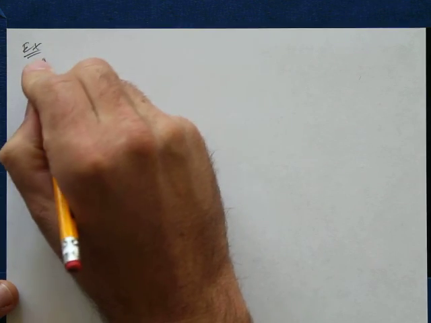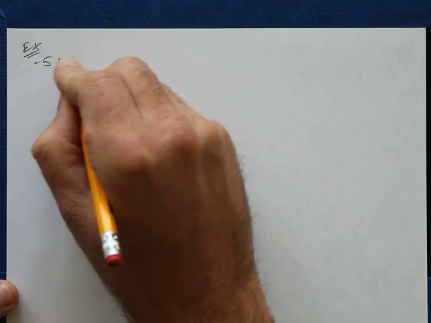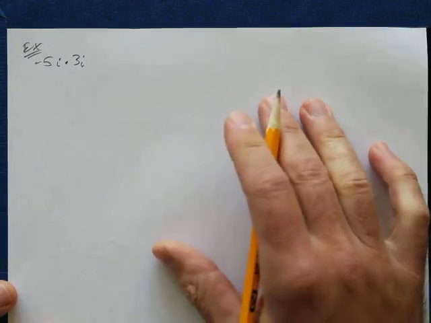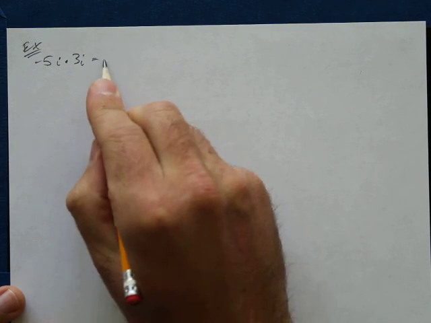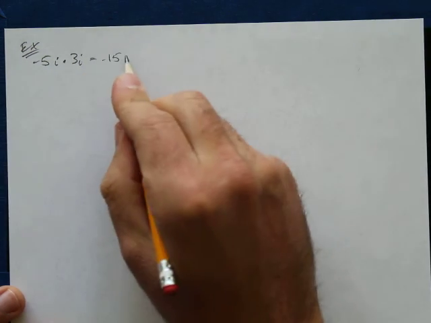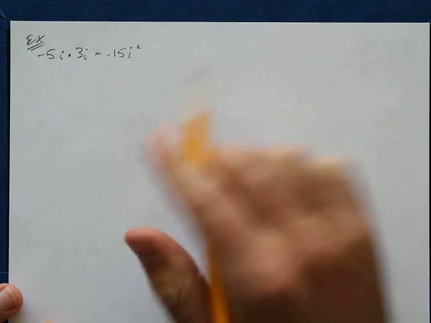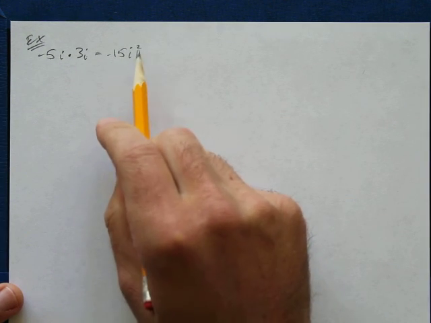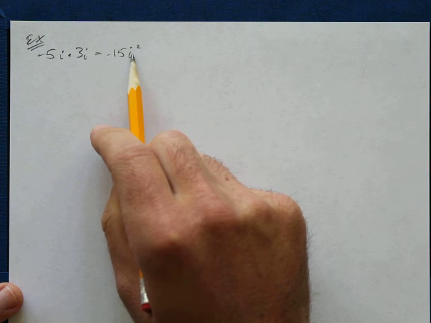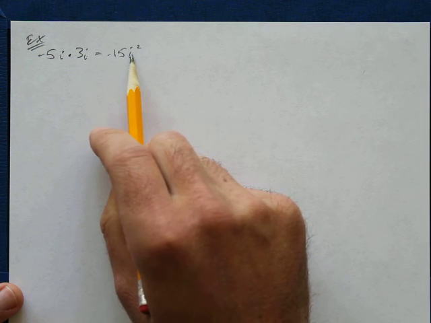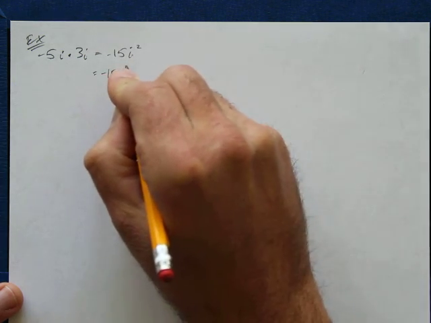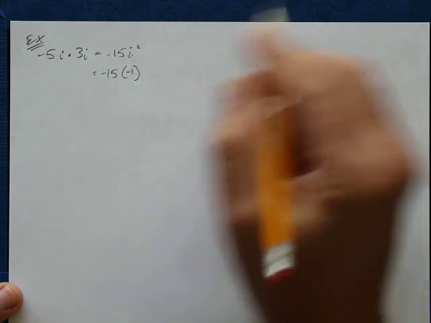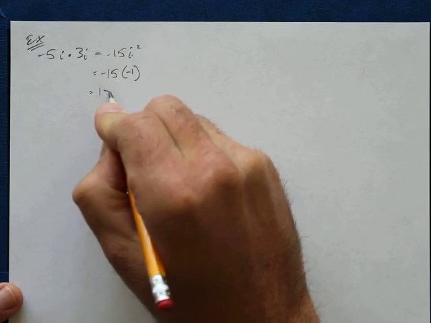So I've got negative 5i times 3i. So we're going to multiply these guys together. Negative 5 times 3 is negative 15. i times i is i squared. Now remember, i squared is square root of negative 1 times the square root of negative 1, which is negative 1. So i squared is negative 1. And so negative 1 times 15 is positive 15.